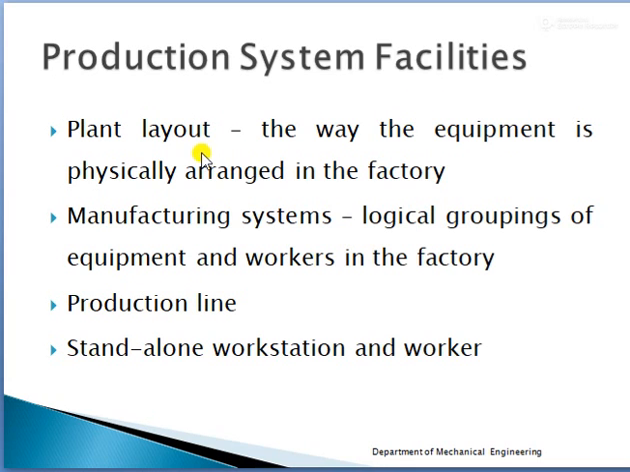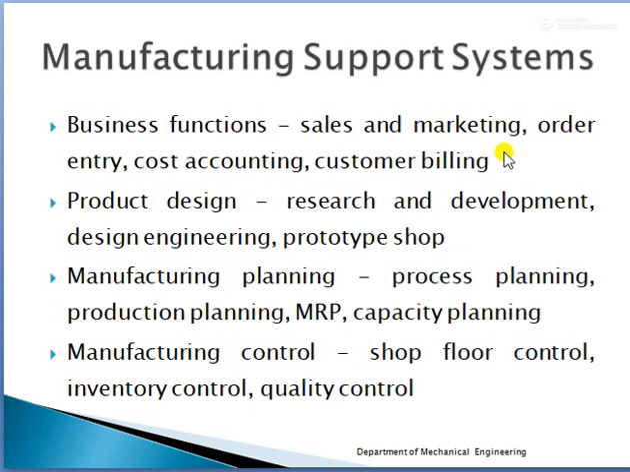We have plant layout. Plant layout means the way the equipment is physically arranged in the factory. Manufacturing system is a logical grouping of equipment and workers in the factory, such as a production line. We have stand-alone workstation and workers.